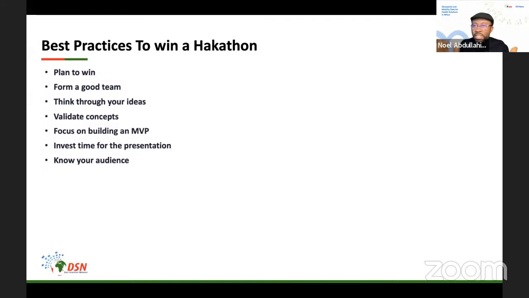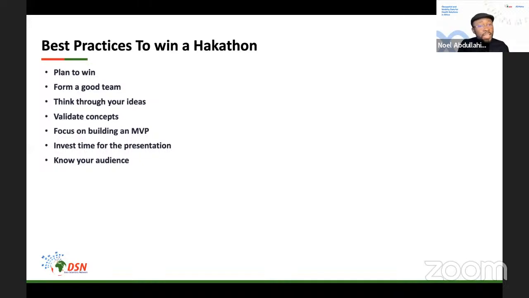So validate all your concepts. Use data as much as possible, inferential statistics, not just talk, because whatever you are doing, you have to back it up with points. And then your focus should be on building an MVP. And I've tried to describe what an MVP is.